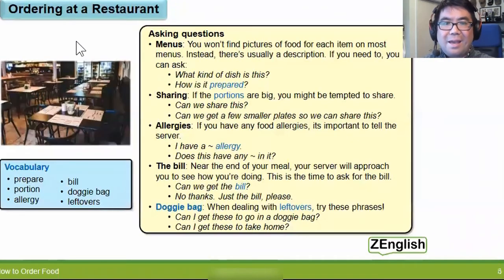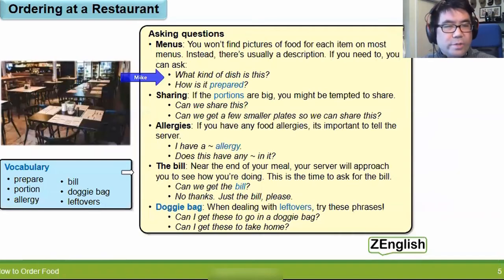All right, ordering at a restaurant, sit-down restaurant in this case, okay? And often ordering at a restaurant is similar to a fast food restaurant, but there are some differences. The menus almost never have pictures beside them. That's one of the nice things about Japan. We often see pictures beside the food, but that doesn't happen here. So you may need to ask about that dish. What kind of dish is this? How is it prepared? Right? If you have some special dietary concerns, this might be very important.